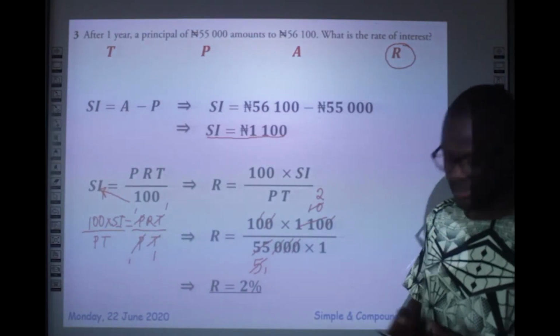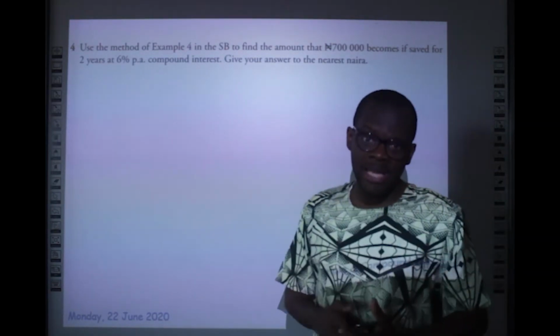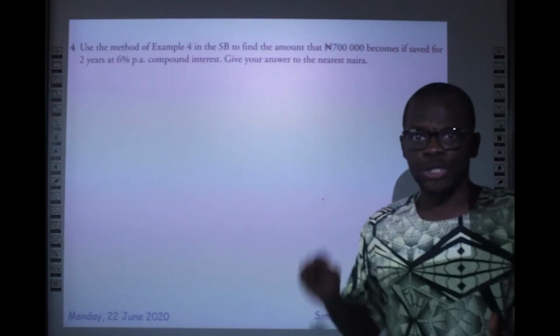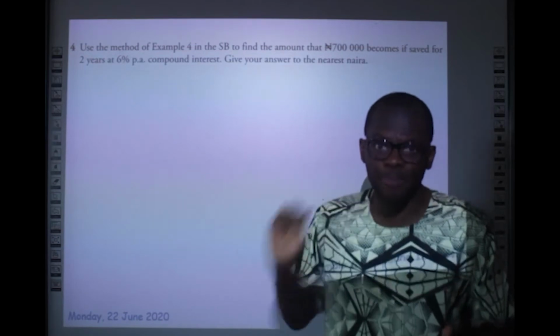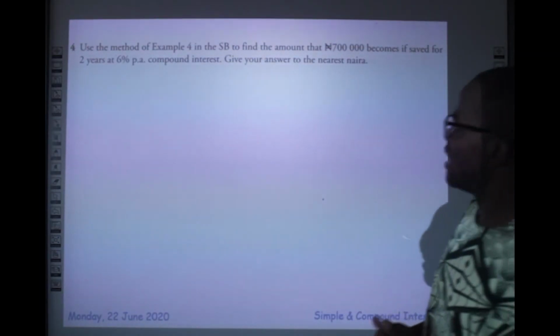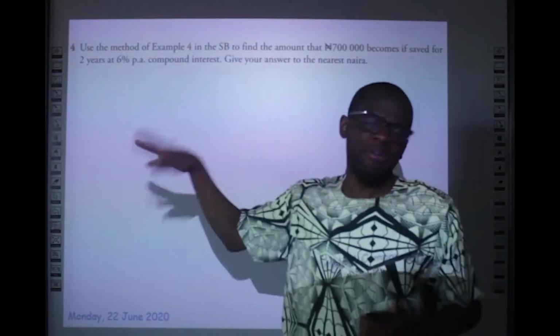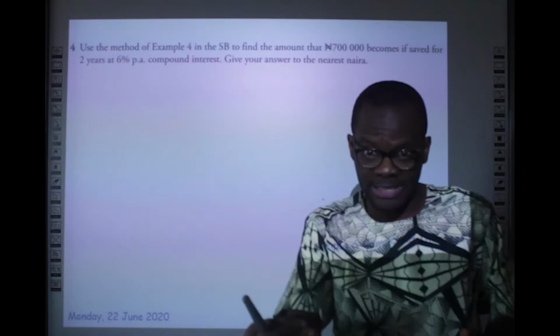answer. Okay, moving on. So now in the next example, we'll go into calculating compound interest proper. So let's see what the example is. Now, it says use the method of example 4. Now, I'm not going to concentrate on using different methods now because I'm preparing you for the exam now.